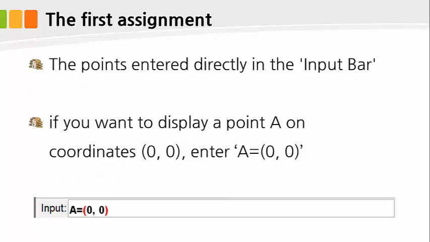There is another way. The name and coordinates of the points may be entered directly in the input bar. For example, if you want to display a point A on coordinates 0, 0, enter A equals 0, 0, like the following figure, and hit enter. Then, the point A will be generated. The rest of the points can be entered in the same way.